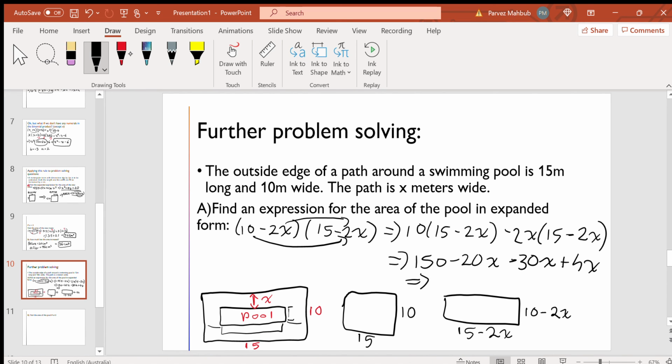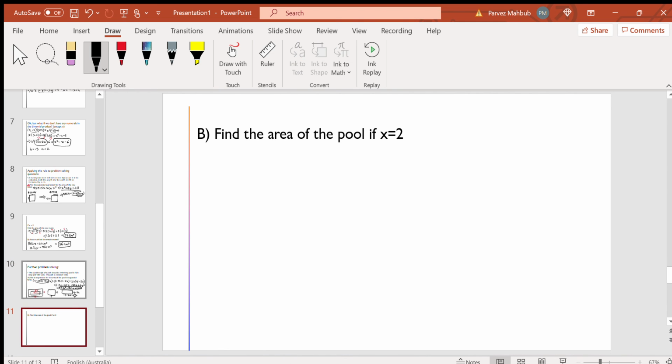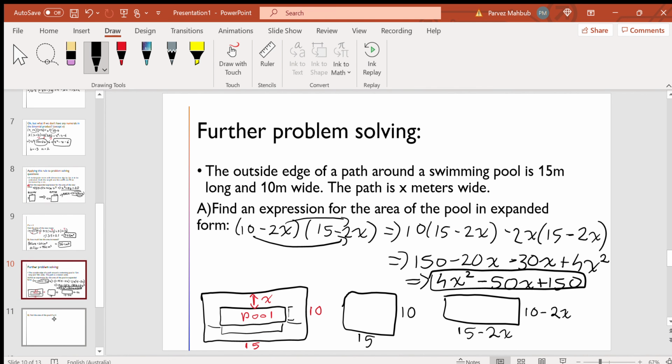And this becomes, oh sorry, it's not plus 4x, it's plus 4x squared. So this becomes 4x squared minus 50x, because we're collecting the like terms, plus 150. That should be your final answer. And let's find the area of the pool if x is equal to 2. So I just need to see what it is again: 10 minus 2x times 15 minus 2x.